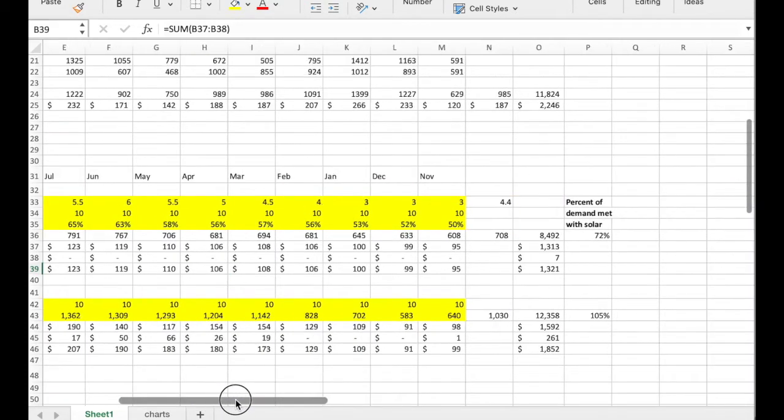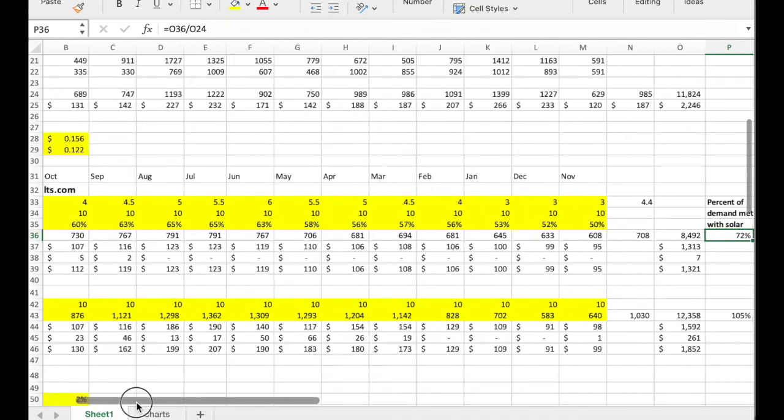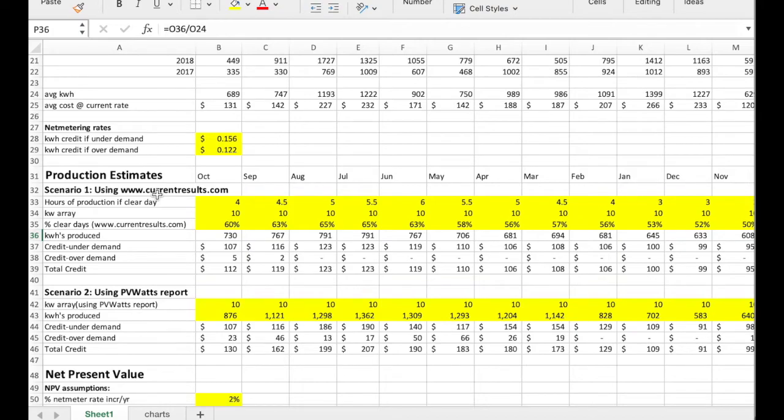Total savings for the year is calculated to be about $1,300. And equally important is this estimate here of the total kilowatt hour production for the year of about 8,500 kilowatt hours. This compares to our demand of close to 12,000 kilowatt hours, and we're going to be meeting about 72% of our total demand based on using the data from Current Results.